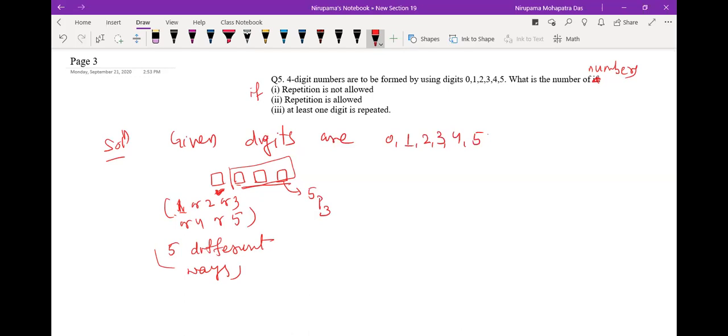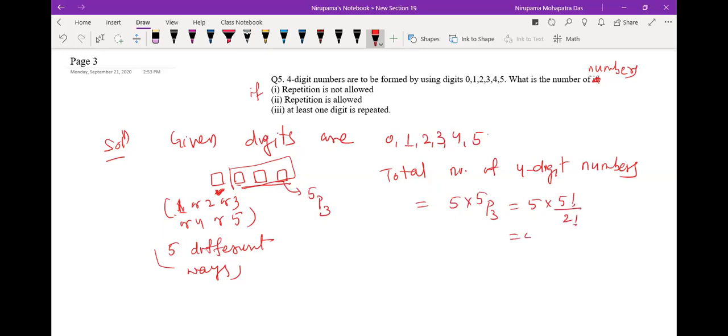The total number will be what? By fundamental principle of counting, total number of 4-digit numbers equals 5 into 5P3. So 5 into 5 factorial by 2 factorial. So 5 factorial is 120, by 2 is 60. So you are getting 300. Okay.